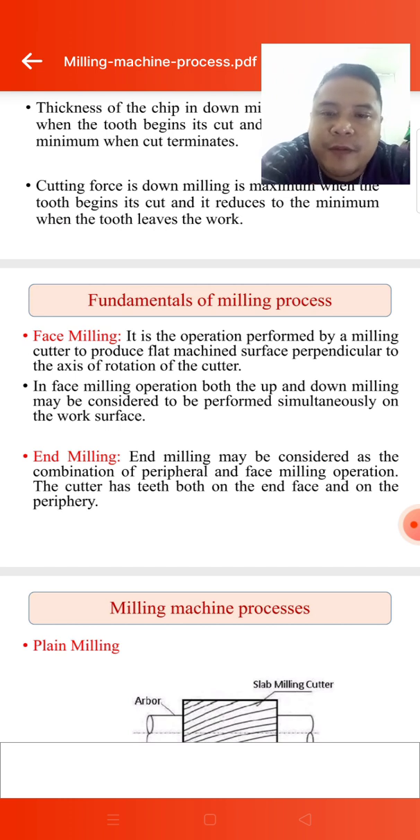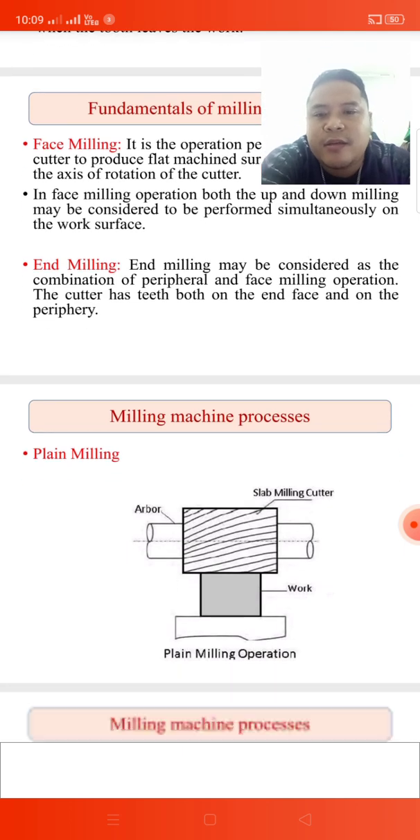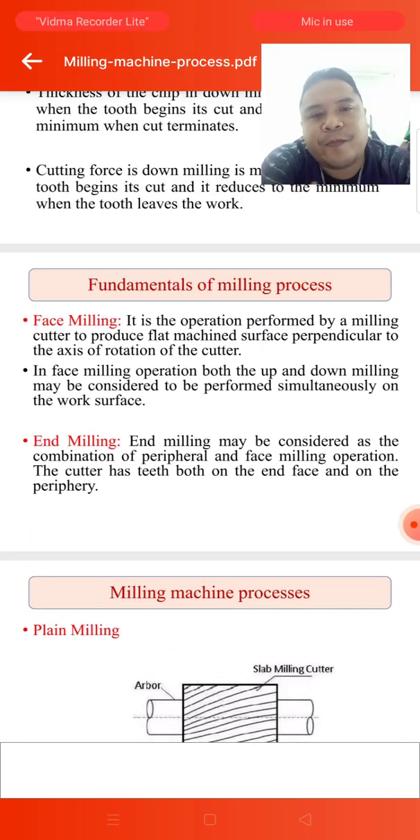Next we have the types of machining process, or milling machining process. First, we have the face milling. Face milling is the operation performed by a milling cutter to produce a flat machined surface perpendicular to the axis of rotation of the cutter. So face milling is also always applicable for refacing or resurfacing of a certain material.